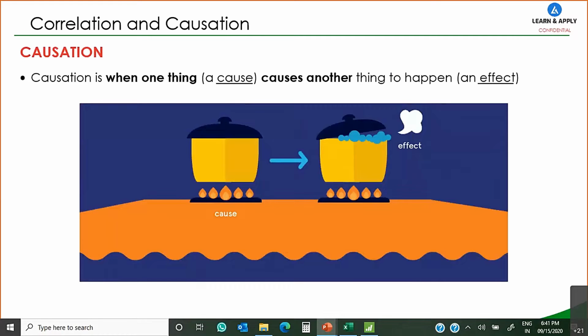Causation means there is a cause and effect relationship between the variables. For example, when one thing causes another thing, we can see there is a cause and there is an effect. So one thing is causing another thing, that is called causation. So in this example, we can see we are continuously heating this pressure cooker or something like that.